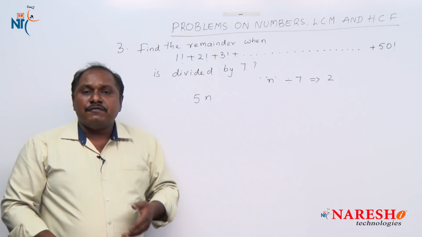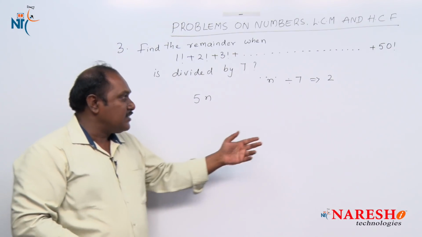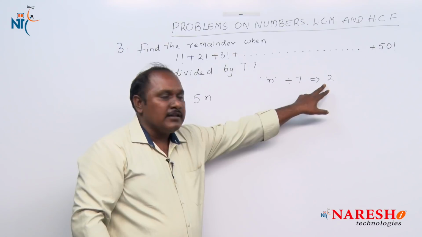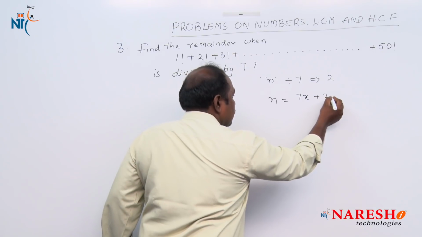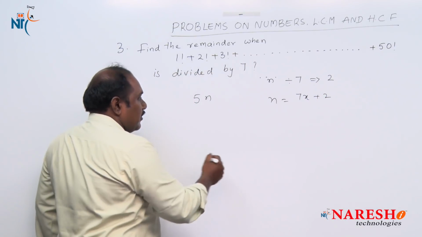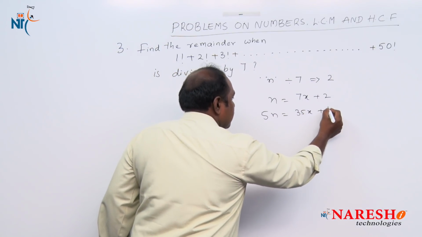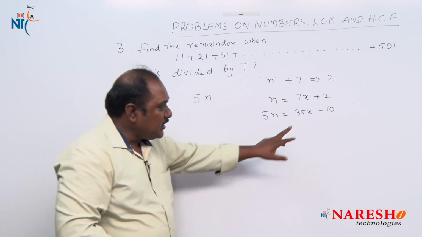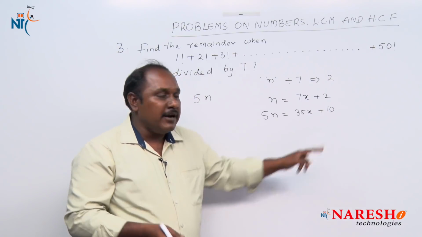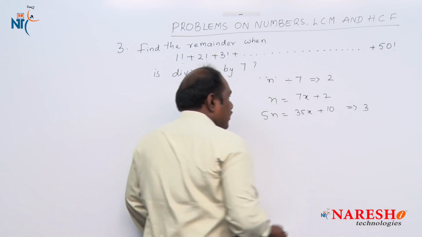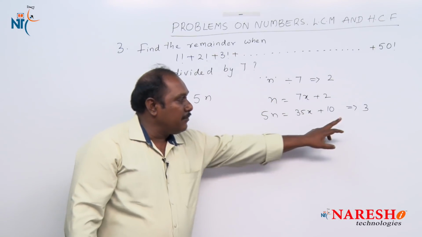There are many ways of thinking to tell the answer for this. One of the general ways is, n if I divide with 7, if the remainder is 2, then this n can be written as 7x plus 2. Now, 5n, if I multiply by 5, becomes 35x plus 10. Obviously, 35x is divisible by 7. Now, 10 if I divide with 7, what is the remainder? Remainder is 3. So, n when I divide with 7, remainder is 2. 5n when I divide with 7, remainder will be 3.